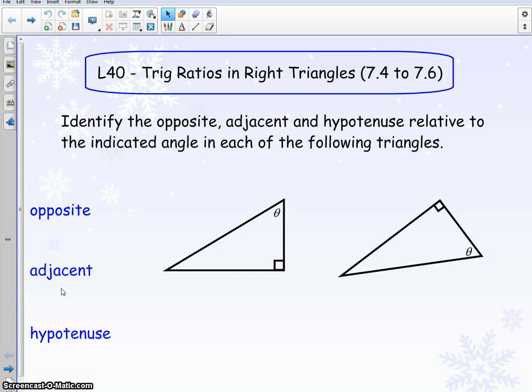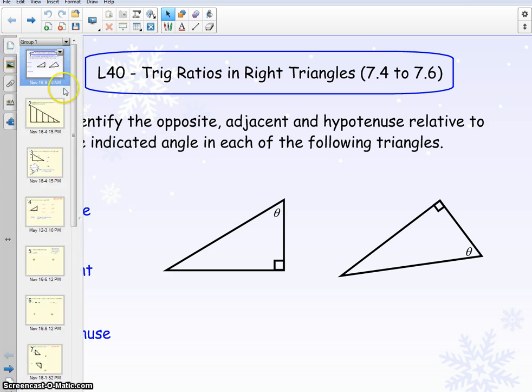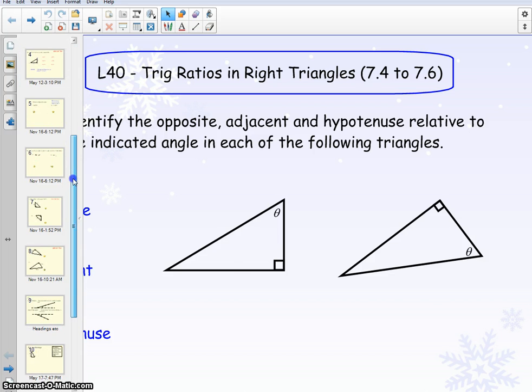So let's pick this up right where we left off. Hopefully by now you've had a chance to practice using SOHCAHTOA to solve for a lot of different pieces of right triangles, be they angles or sides. So now we're going to move on and take a look at some applications, or some word problems of this.